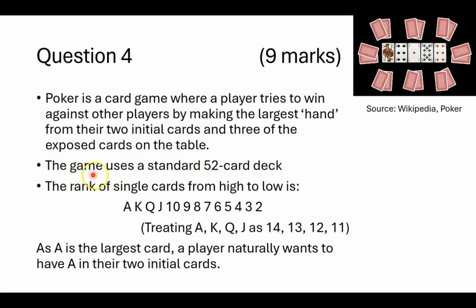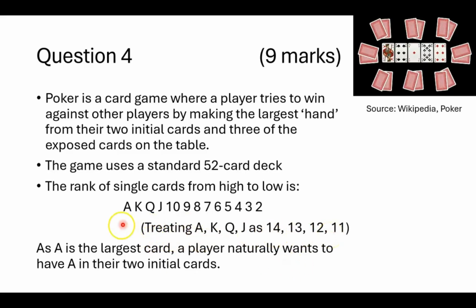It says the game of poker that uses a standard 52 card deck. So after seeing this, you may start to think about probabilities. So it's like 1 in 52 chance or something. And the next one is the rank of single cards from high to low, the normal rank in poker. And the question tells us we also will treat A to J as 14 to 11.